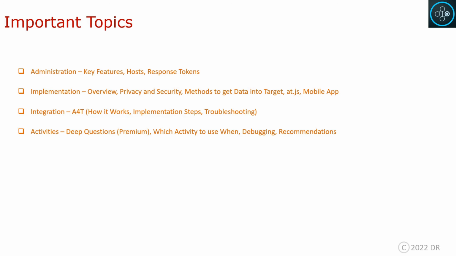Next is activities. Now in activities, you will get some deeper questions, right? Because this is the architect certification. You should focus on the premium activities like Auto-Target and Automated Personalization, but you can get questions on other activities also, right? You should be very thorough in the activities, right? Then you will be asked different business use cases for which activity to use when, right?